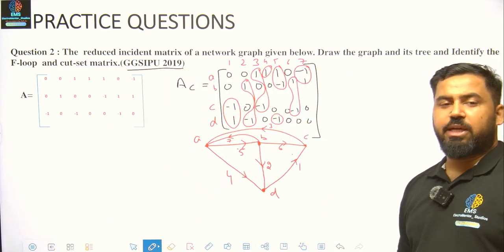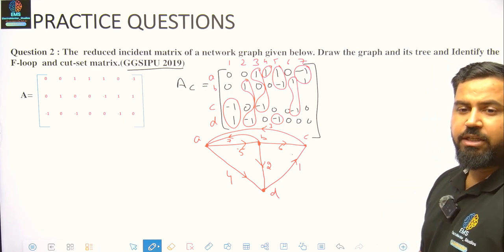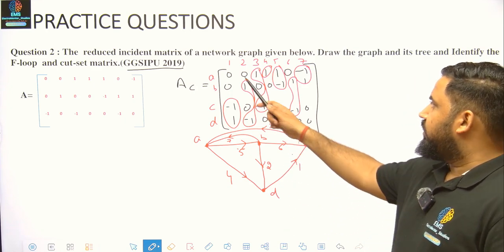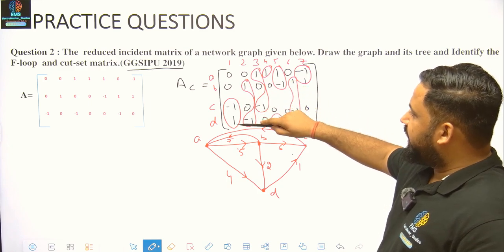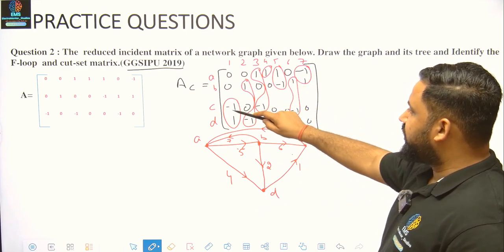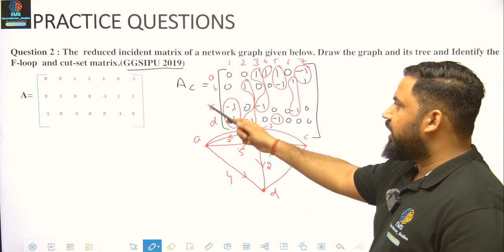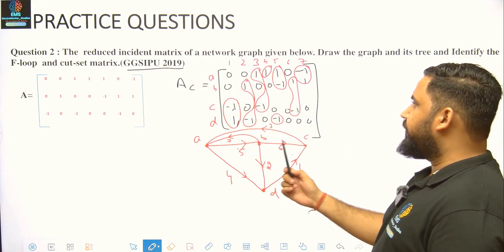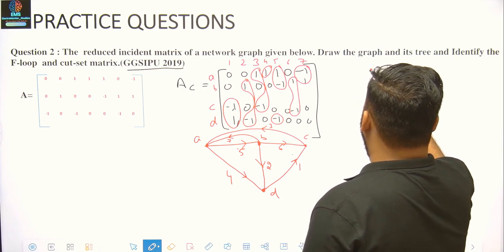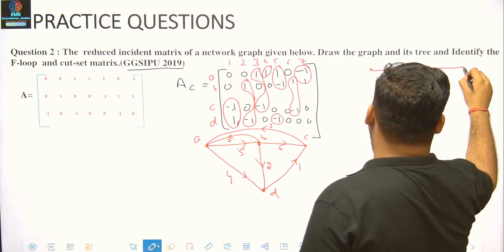Let's go through it once again. You'll be able to identify it. See, first branch is C and D. C and D are connected. For C incoming, D outgoing. Similarly, I've got all the branches. So if you will see, this will form its tree.